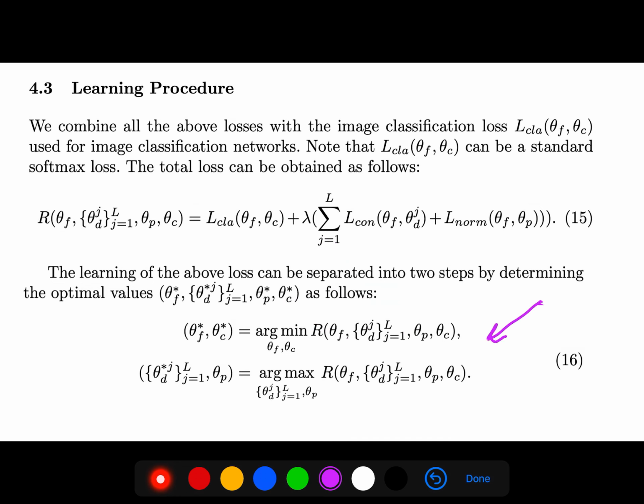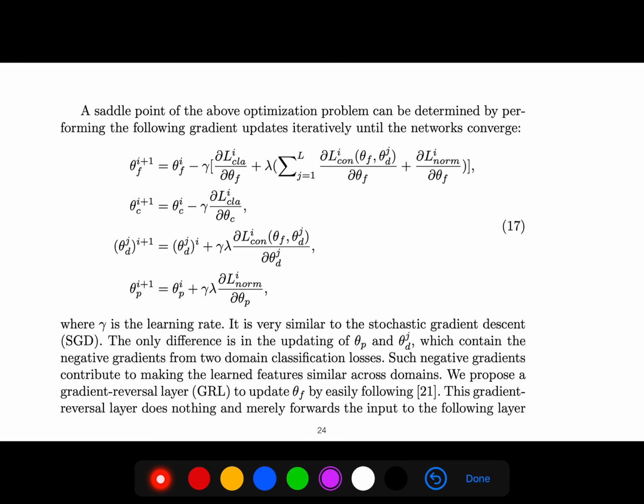The learning of the above loss can be separated into two steps. And a saddle point of the above optimization can be determined by performing the following gradient updates iteratively until the network converges.